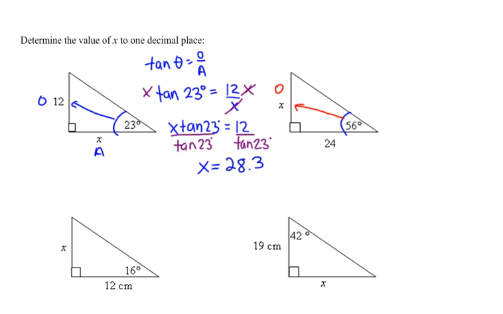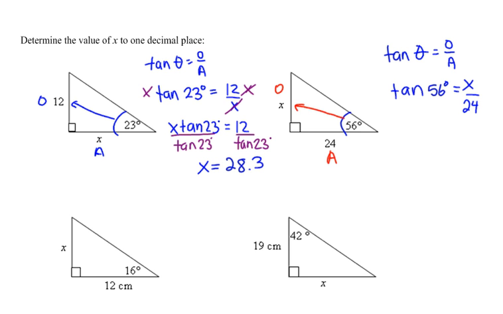Opposite, and 24 would be adjacent. So which ratio has O and A? Conveniently, tan. So the formula: tan of our angle is O over A. Tan of 56 degrees equals x over 24.